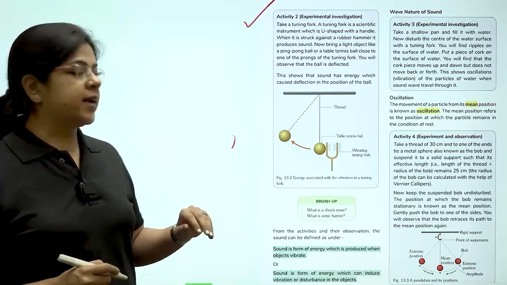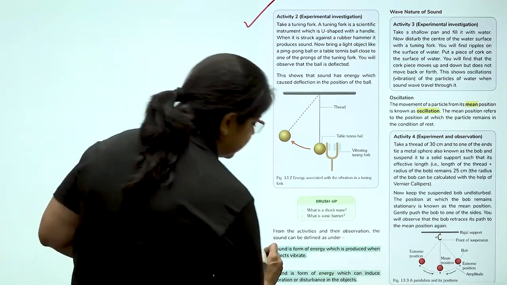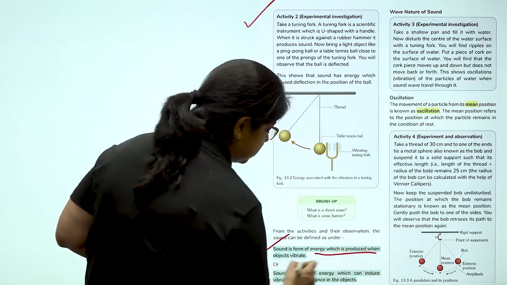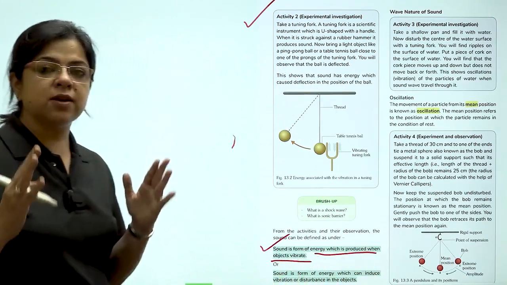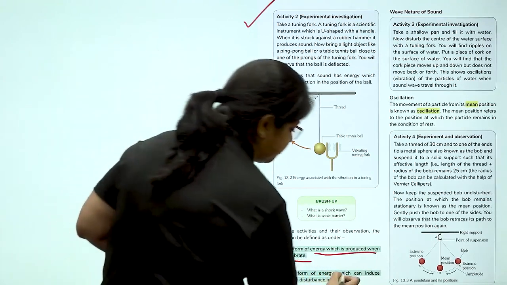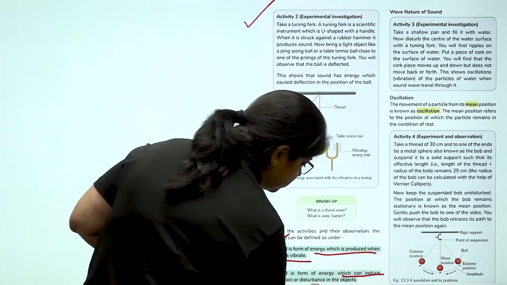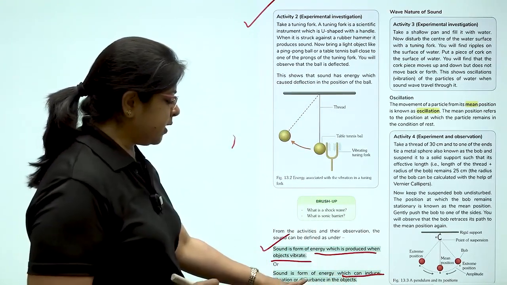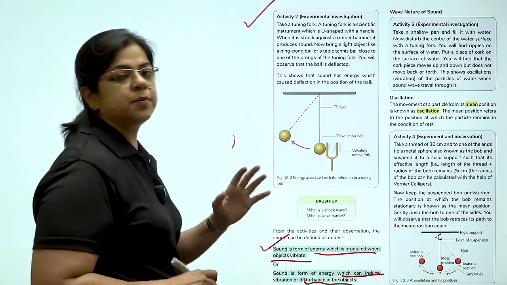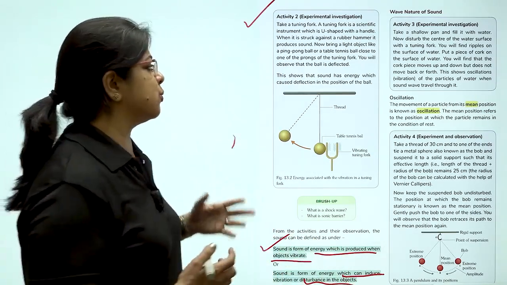So from all these activities, what do we conclude? That sound is a form of energy which is produced when objects vibrate. It is a form of energy which can induce vibration or it can cause disturbance of objects also.